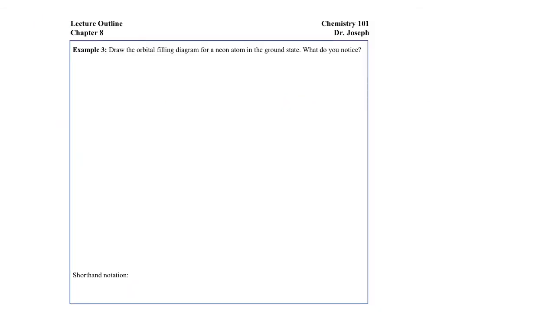So let's try this next example, and in this example, we're going to try neon. It says, draw the orbital filling diagram for neon in its ground state. We'll usually be doing these in the ground state. So we're going to have to come up with a picture here and go through the same process I just went through. Figure out how many protons and how many electrons are in neutral neon, then figure out what orbitals are present, and then fill them up with electrons. After you do that, write out the shorthand notation and see if you get the same result that I show here.